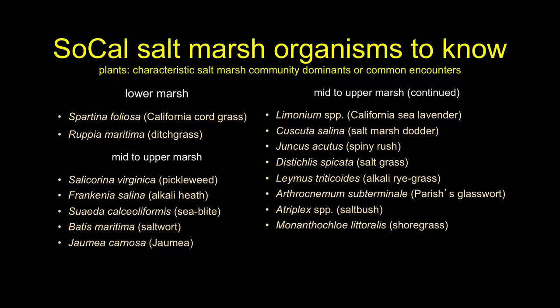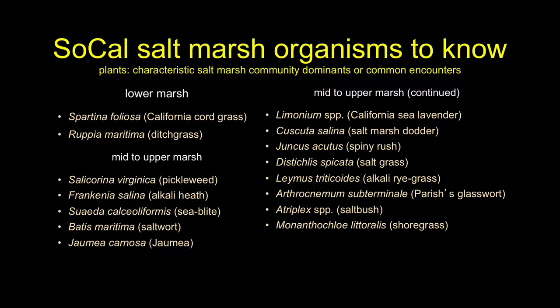Most important plant you should know: Salicornia. Second most important plant you should know is Frankenia. So Frankenia is really, really important. It's not as important as Salicornia, but it's really close. Next, Suaeda. You pronounce that Suaeda, like I have a pair of suede shoes. I mean, I don't, but you get what I'm saying. Blue suede shoes. Batis and Jaumea. So you should know what all those look like. We'll just look at pictures in a second.